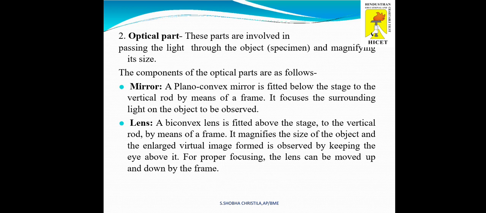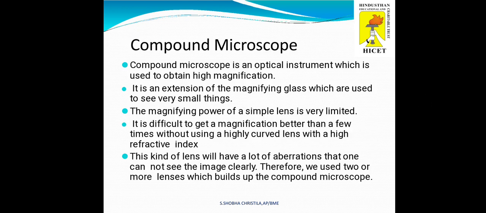Lens. A biconvex lens is fitted above the stage to the vertical rod by means of a frame. It magnifies the size of the object and the enlarged virtual image formed is observed by keeping the eye above it. For proper focusing, the lens can be moved up and down by the frame.